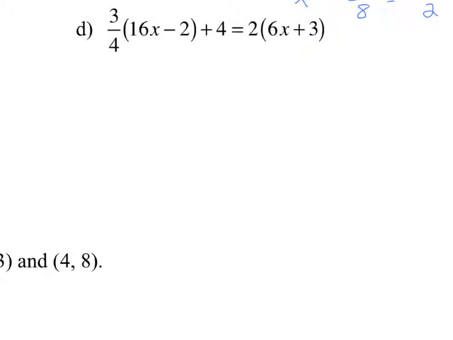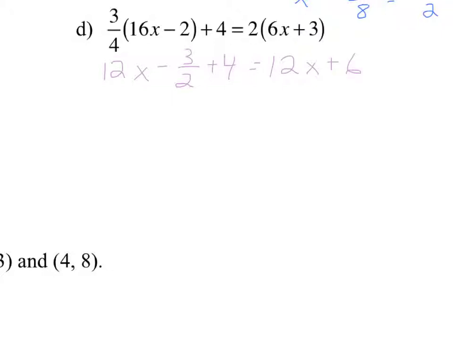For part D, I'm going to distribute the 3/4. So the 4 will cancel with the 16 to make it a 4, so I'll have 12x. Minus the 4 will cancel with the 2, so that gives me 3/2. Plus 4 equals 12x plus 6.